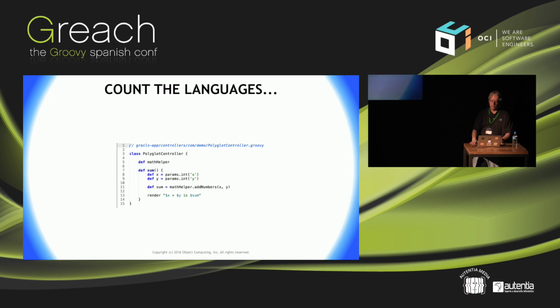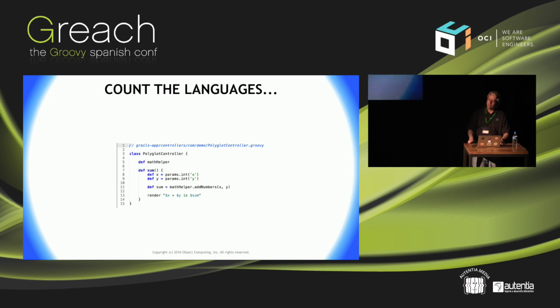We also don't know what language the math helper was written in, right? We've got a property in this class called math helper. It happens to be dynamically typed. Even if it was statically typed, even if that said MathHelper with a capital M, space mathHelper, statically typed, we still wouldn't know what language it was written in, right? So the dynamic typing isn't really the issue here.